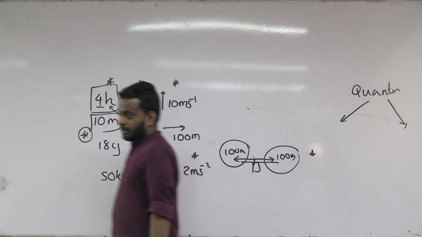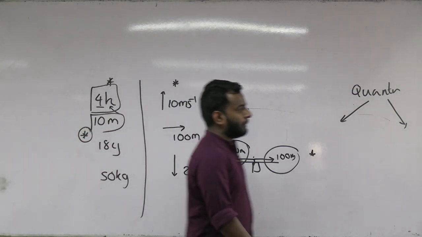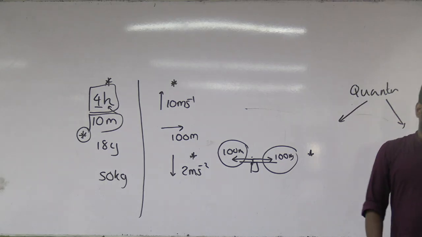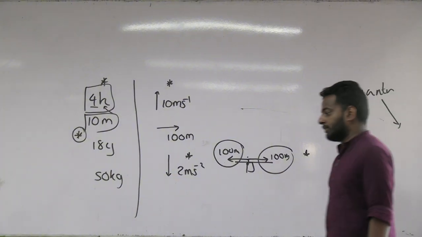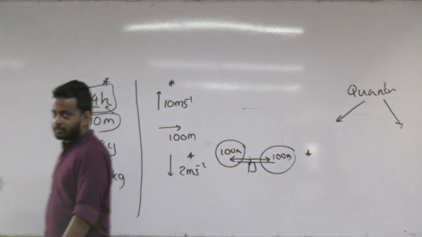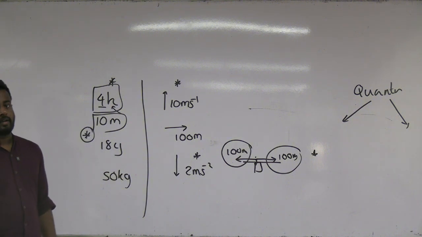Under vector quantities, we write: quantities with both magnitude and direction are called vector quantities.